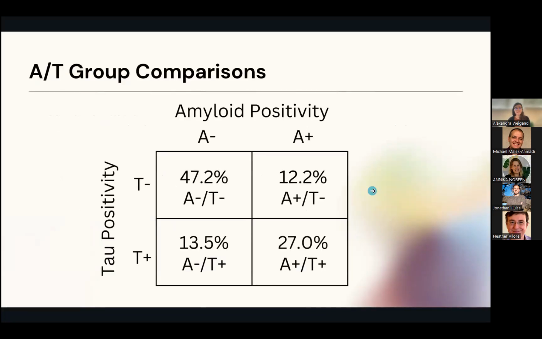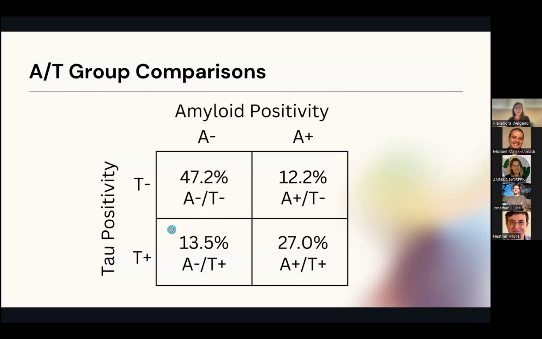So here's just a breakdown of those groupings. First and foremost, you can see that the majority of the sample fell into the amyloid negative, tau negative, or no pathology group. About half the sample fell into that group. Another 27% fell conversely into the both pathology group, or the A+T+ group. But we had a sizable portion of the sample that fell into these 2 discordant groups, amyloid plus and tau minus, or amyloid negative and tau positive.